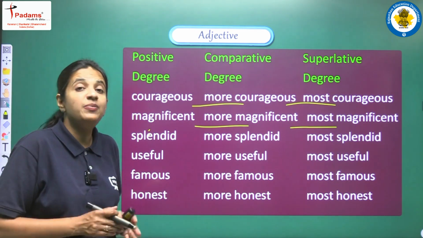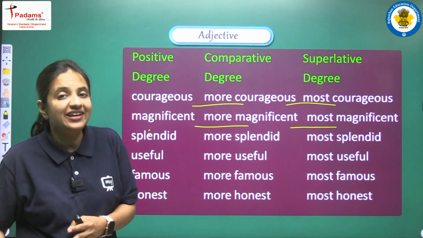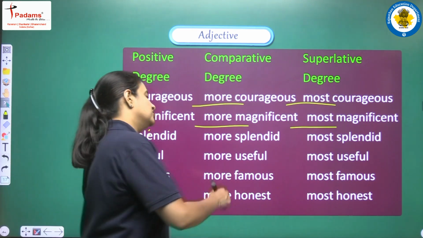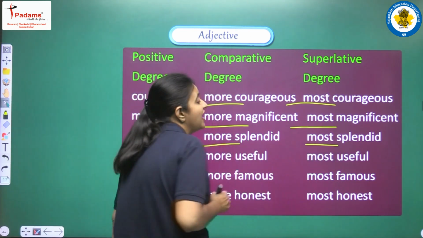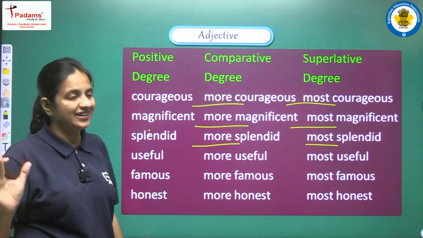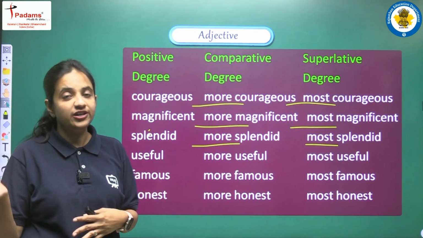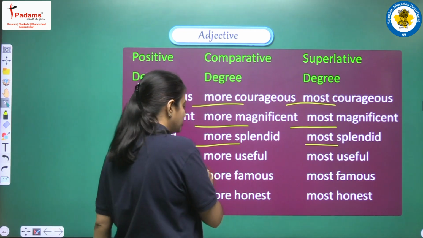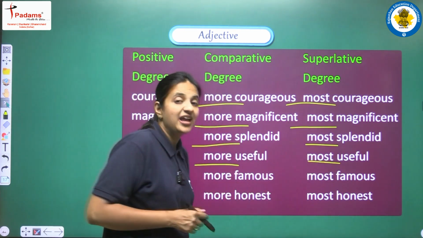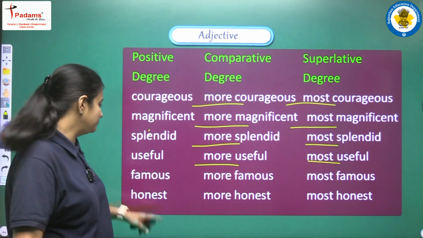Next is splendid. Okay, splendid. Yes, 2 syllable word. So it will be more splendid and most splendid. Next is useful. Okay, useful, 2 syllable word. So yes, it will be more useful and most useful.